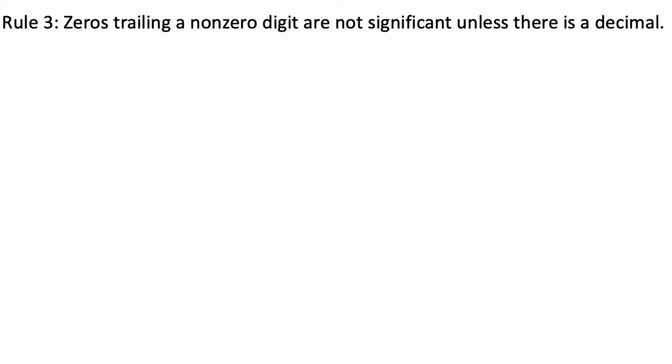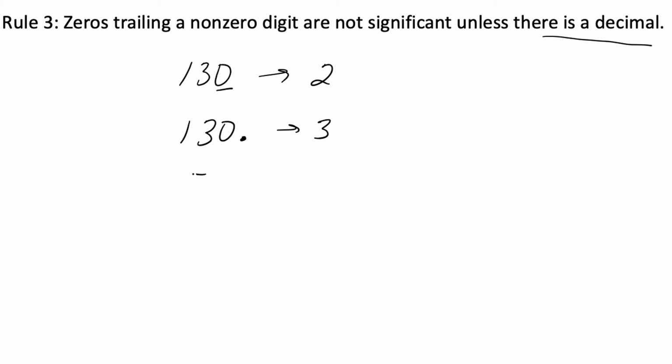The third rule states that if zeros are trailing a non-zero digit, then they are not significant unless there is a decimal. If we have 130, this zero is trailing, meaning it's behind the non-zero digits, and we only have two significant figures. If we have 130 with a decimal, because now we added the decimal, then we have three significant figures. So now let's look at 500. There is not a decimal, so that means that we only have one significant figure. If we were to add a decimal, then all of those numbers become significant and we have three significant figures.